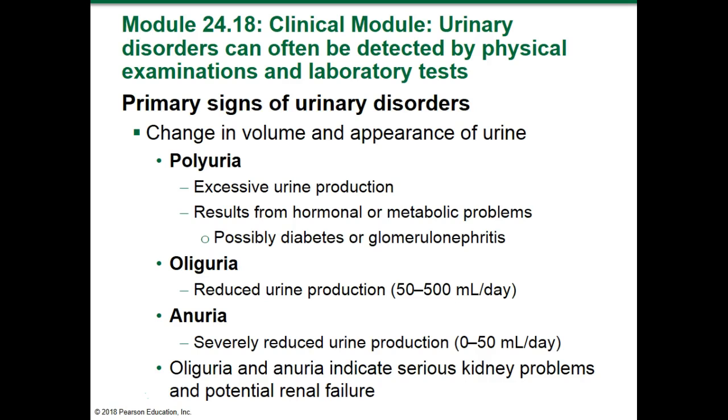Okay, signs of urinary disorders: change in volume or appearance of urine. Polyuria is when you have excessive urine production. This may come from hormonal or metabolic problems, maybe diabetes or glomerulonephritis. Or oliguria, this is reduced urine production. Anuria is severely reduced urine production, 0 to 50 mL per day. Oliguria and anuria indicate serious kidney problems, potential renal failure.